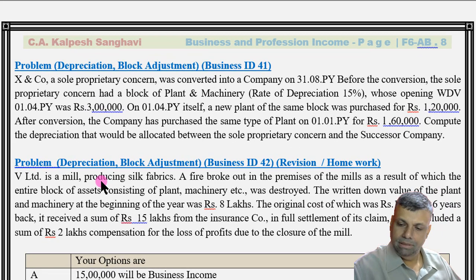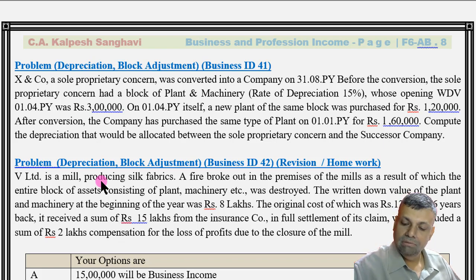Now friends, come to this particular page and question ID number 41. X and Company, a sole proprietary concern, was converted into a company on 31st of August of the previous year. Before the conversion, the sole proprietary concern had a block of plant and machinery, rate of depreciation 15%, whose opening WDV on 1st of April was 3 lakhs.